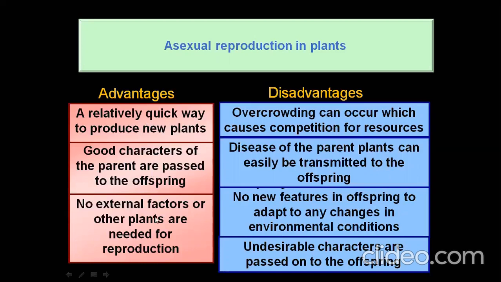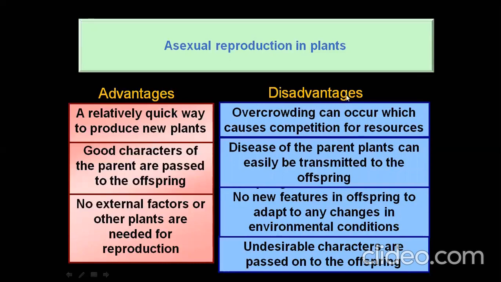Another advantage: no external factor or other plants are needed for reproduction. No external factor means, in sexual reproduction in plants, they need pollinating agents to transfer the pollen grain, meaning male gametes, to female gametes, from the male part to the female. So that needs a pollinating agent. But asexual reproduction does not need a pollinating agent or another plant.